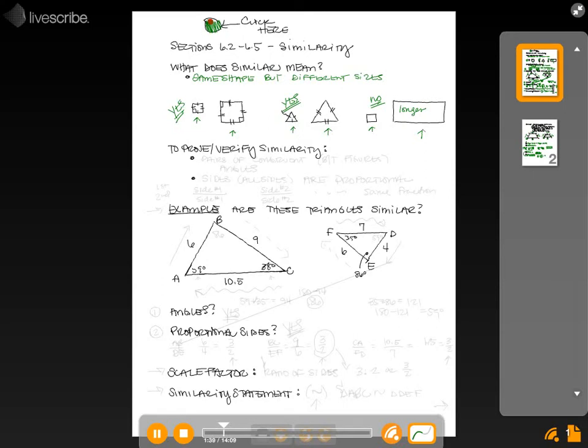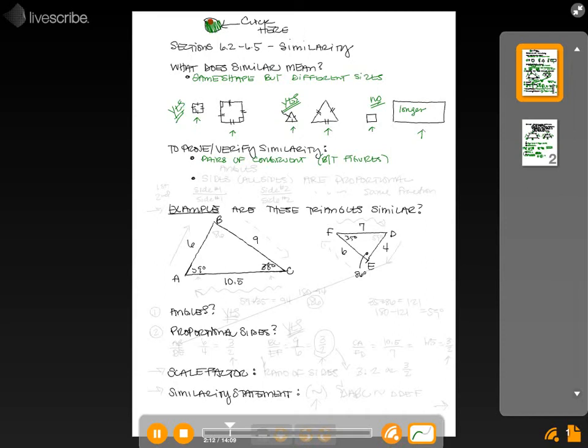Now, if you want to prove or verify that two figures, two polygons are similar, there's two things you need to do. The first one is that you need to have pairs of congruent angles between figures. So all that means is that if I have an angle in the first figure, it needs to pair up and be congruent to an angle in the second figure. And that has to happen for every angle in your figure.